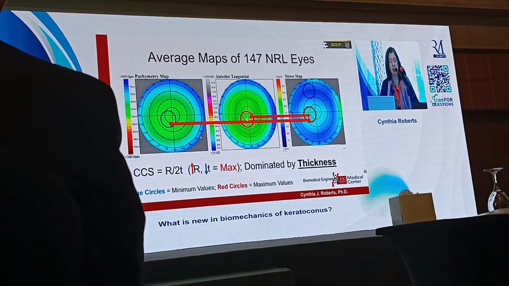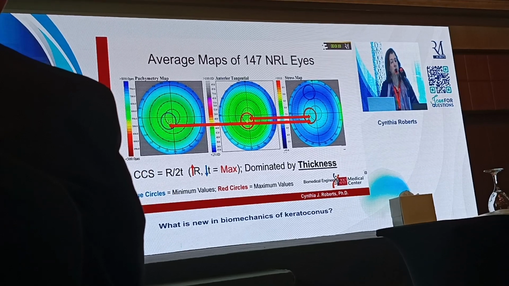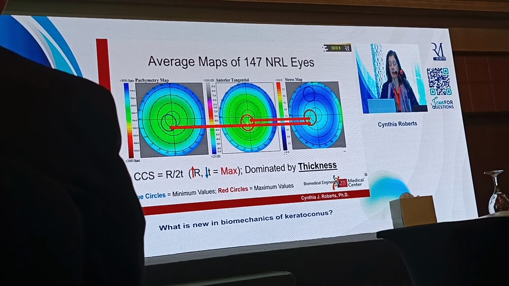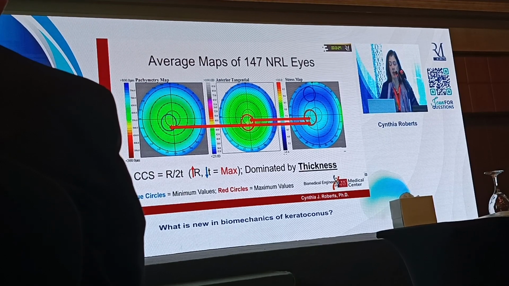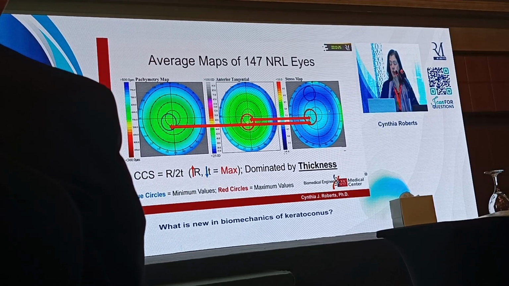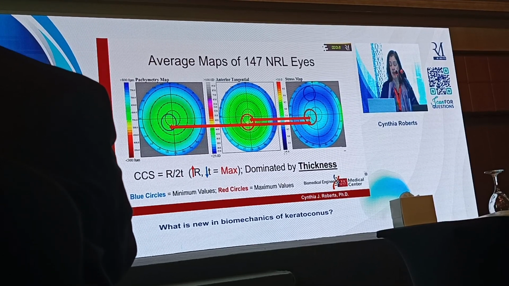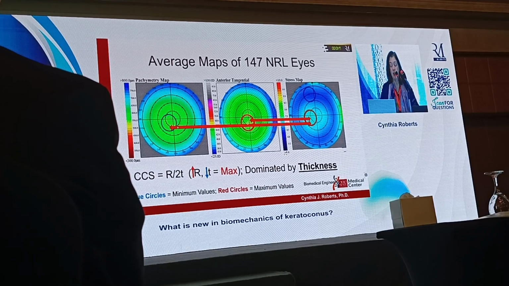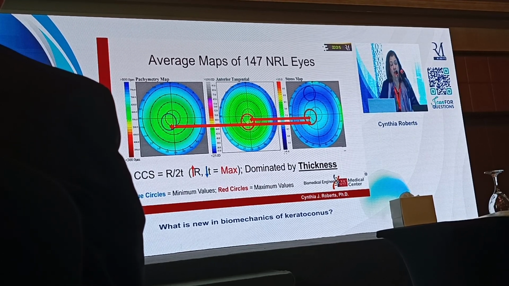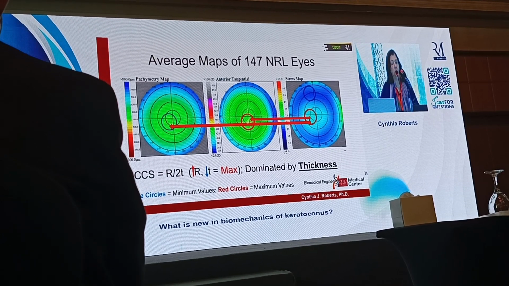And what you can see in these normal eyes, that the thinnest area of all of them is near the center, as we expect. That's also where the curvature tends to be the greatest, but there's not a great differential in curvature. And that's also here where the stress is actually the highest. So you have higher stress where it's thinner. And that shows you in normal eyes, the stress distribution is dominated by thickness.